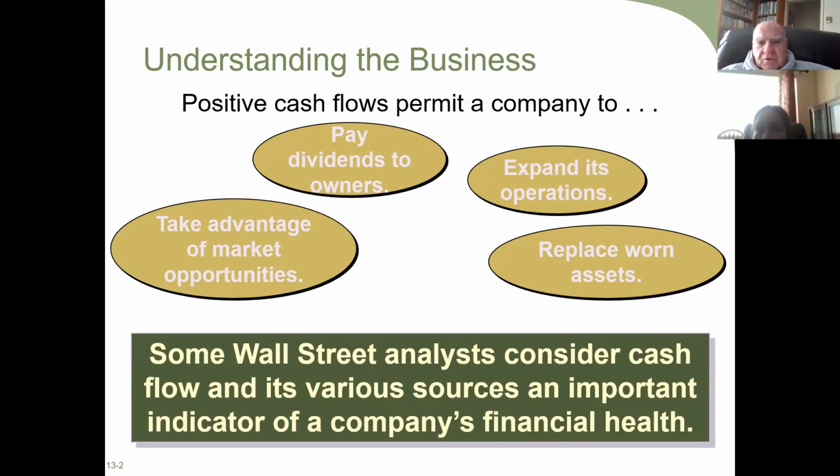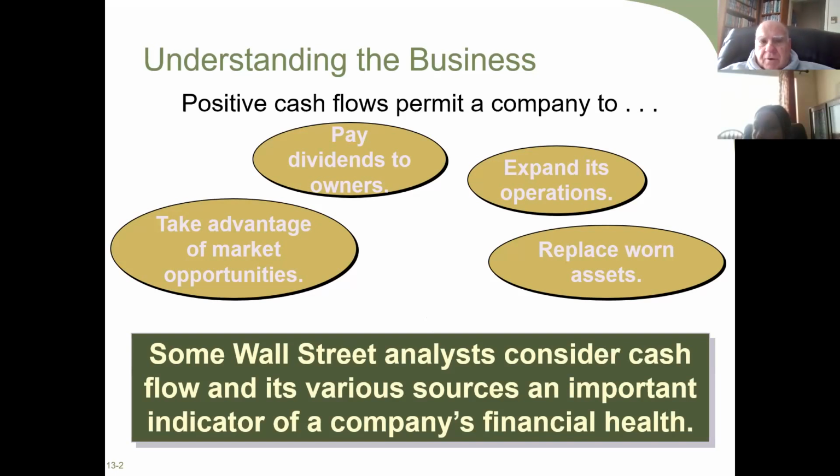And we learned earlier in the course, there's three kinds of cash flows. There's operating, Coca-Cola sells soda. And then there's investing, where perhaps you buy another company's stock, or more likely, you buy a big piece of equipment, that's investing. And then there's financing, which is a fancy word for borrowing, okay? And they're making a wisecrack down here that Wall Street analysts consider cash flow and its various sources an important indicator of a company's financial health.